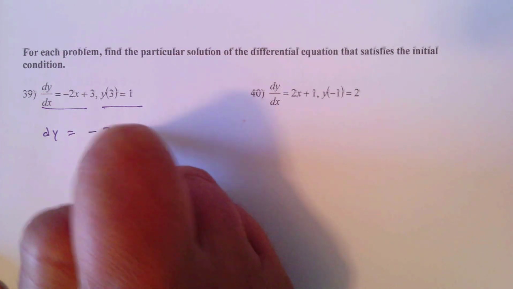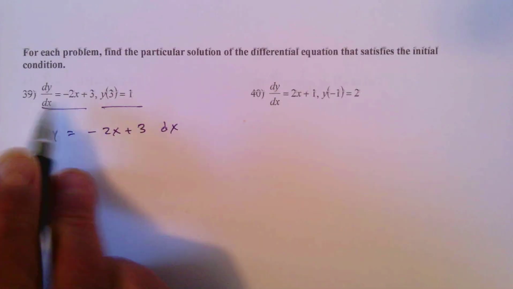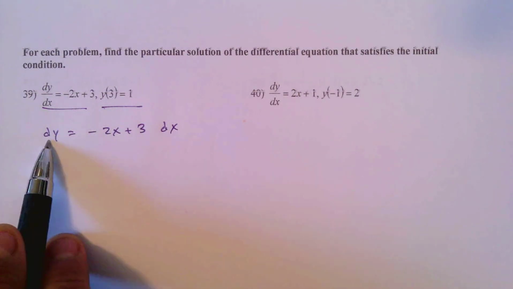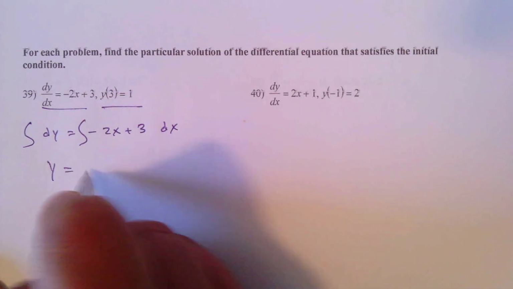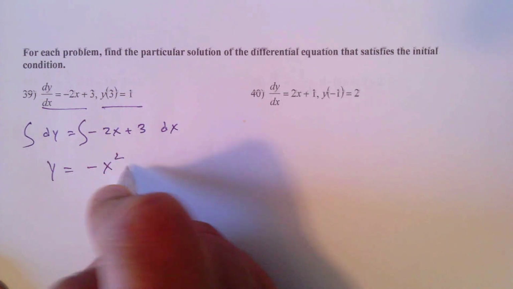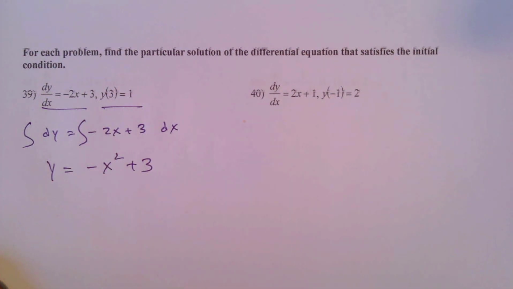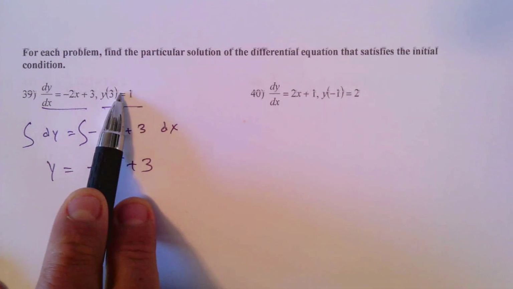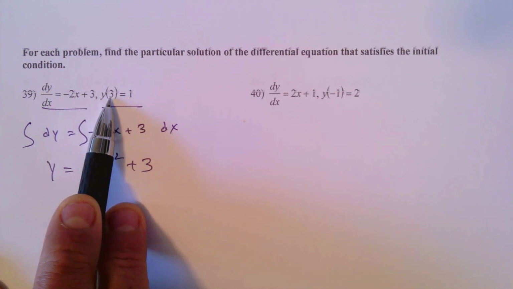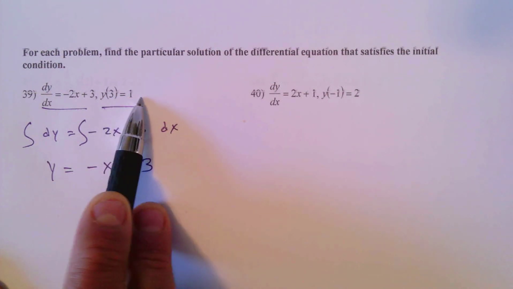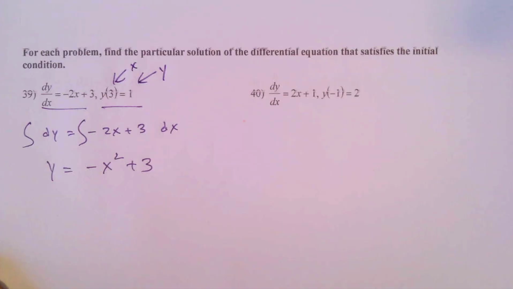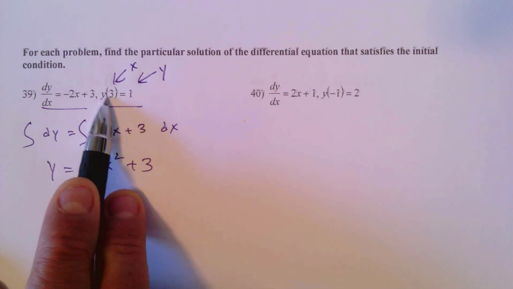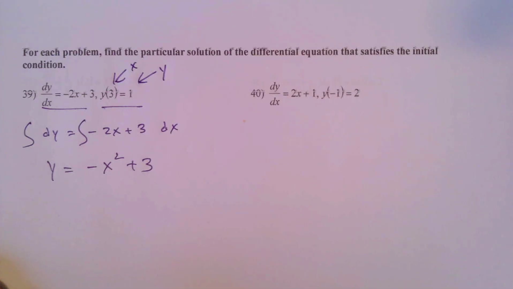Negative 2x plus 3 dx. So we're going to take our differential equation, separate it, integrate it. We get y is equal to negative x squared plus 3. And now we're going to use what the initial condition tells us. This means that 3 is going to be our input and 1 is going to be our output. So this is going to go in for x, and this is the y value that we get out of it. We're saying y of 3, or f of 3, is equal to 1 here.